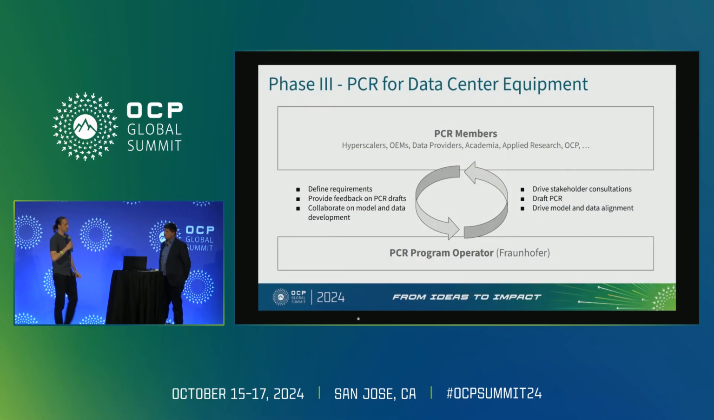And how are we going to do this? Fraunhofer will be the program operator. We'll be primarily focusing on stakeholder consultation. So we are not going to predict or dictate anything. We of course want your opinion. So everybody is addressed here in the room. We'll be drafting the PCR document. We'll be driving model development and supporting in that sense, but in the end it is all up to you, the PCR members, the project members.